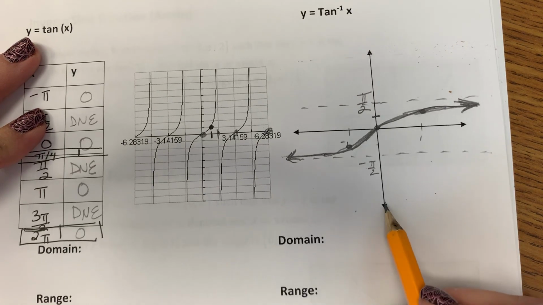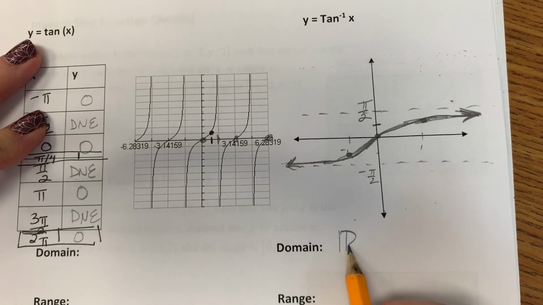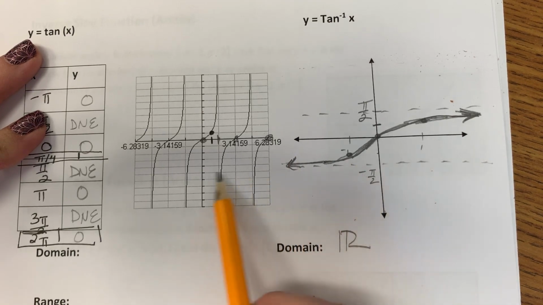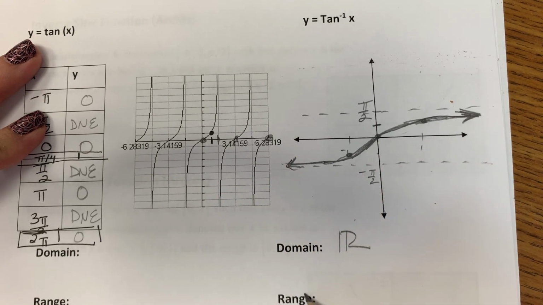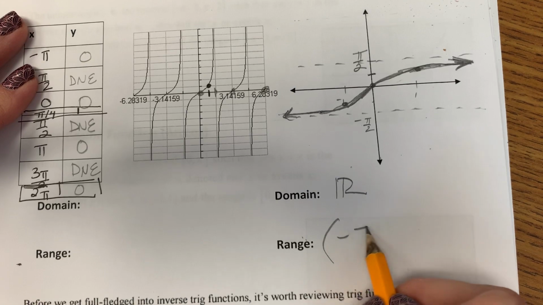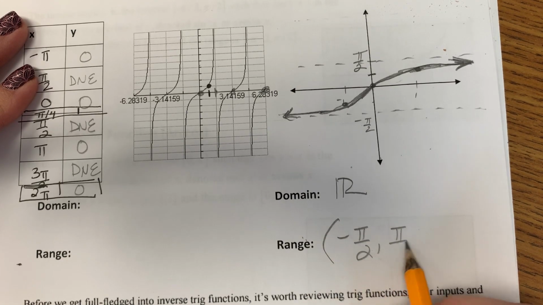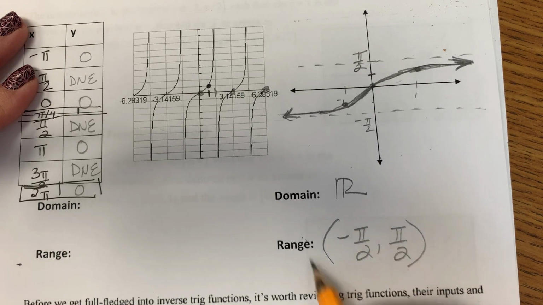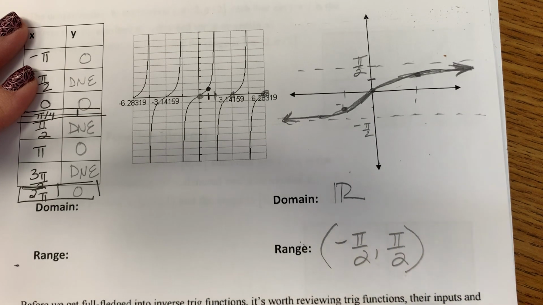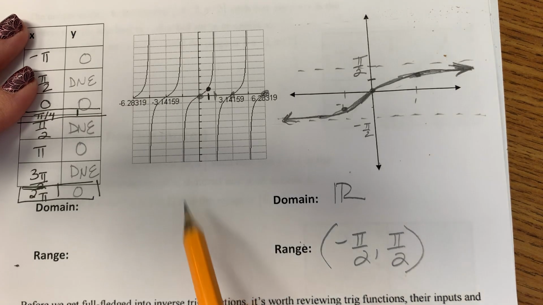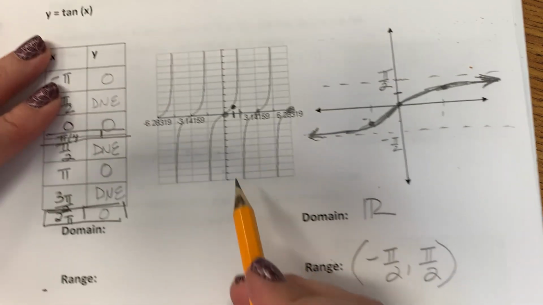So the domain of the tangent inverse is all real numbers. It goes forever left and forever right. But the range, not including the asymptotes, is negative pi over 2 to pi over 2. Not or equal, which is why I do a rounded bracket. So now pause the video, finish your last tangent inverse. And let's fill in the domain and range of the original.